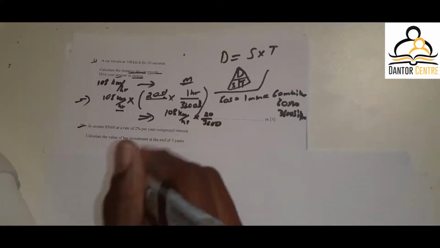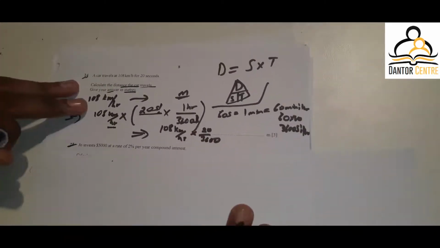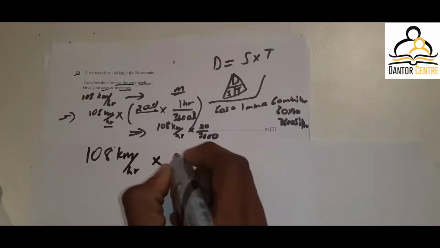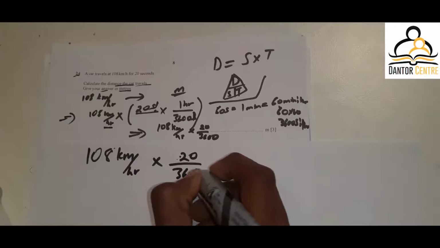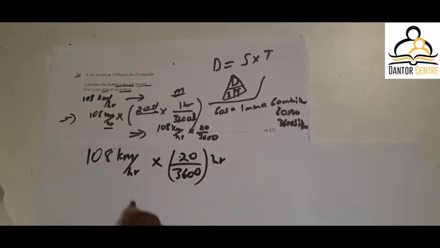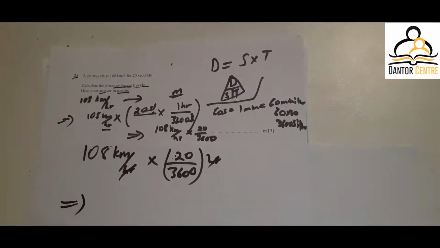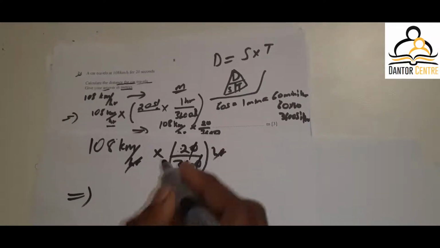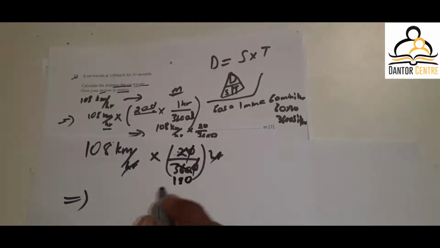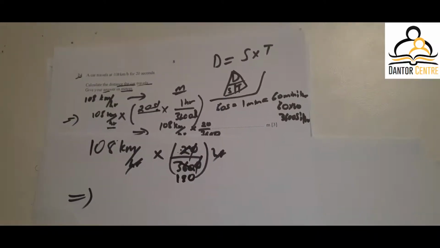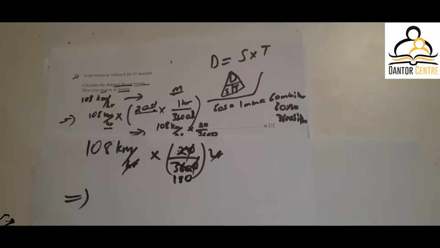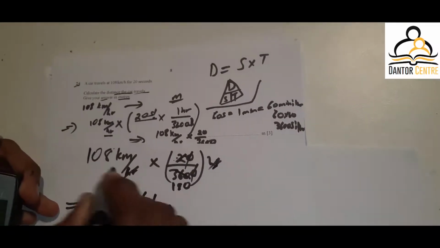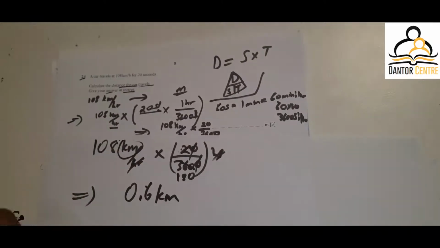So let's continue. So 108 kilometers per hour, we are multiplying that with 20 over 3,600, and as we already know, these are in hours, so our hours are going to cancel here. So what is our 20 over 3,600? This is the same as 2 over 360. This is the same as 1 over 180. I'm essentially just boiling it down. So 108 divided by 180 is 0.6 kilometers, because the hours cancel and we are only left with the kilometer as the unit.